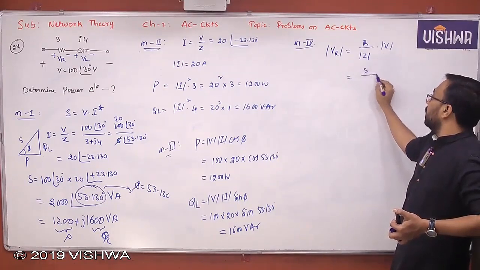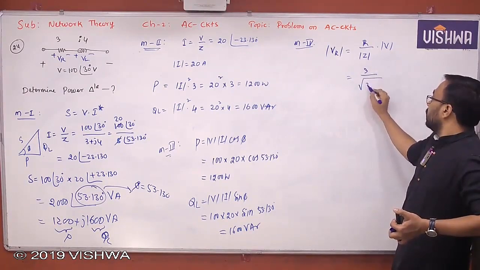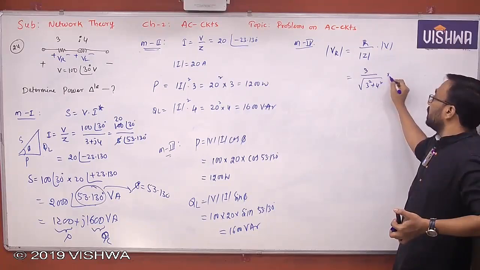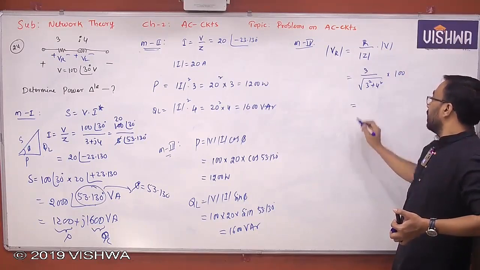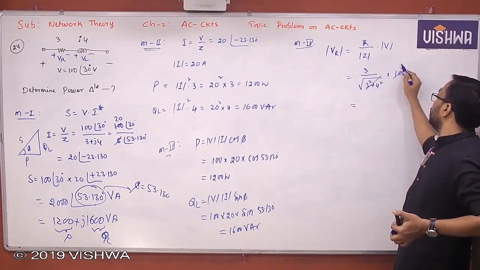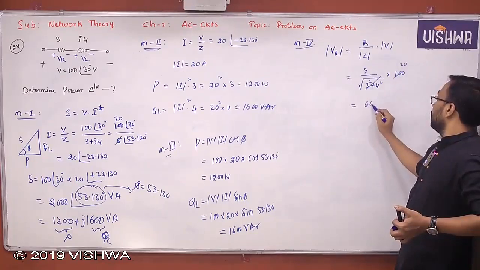What is the magnitude of it? Root 3 square plus 4 square. What is that magnitude? 100 only, right? So what will I get here? This is 3 by 5 into 100, so finally I got 60 volt.